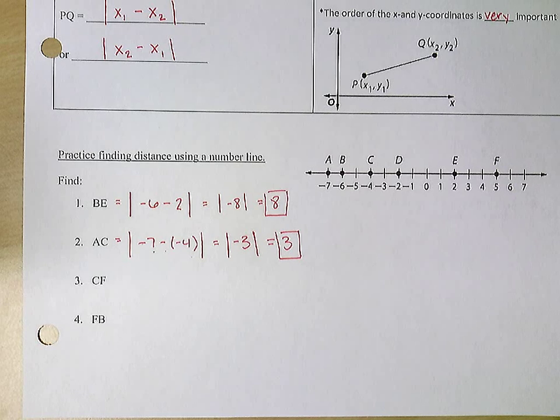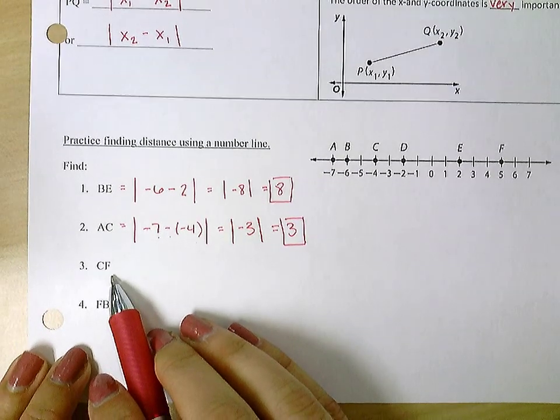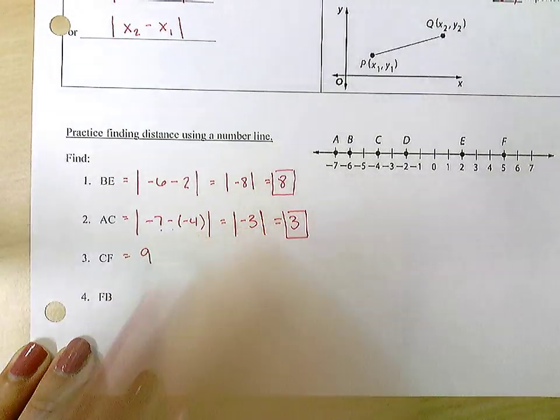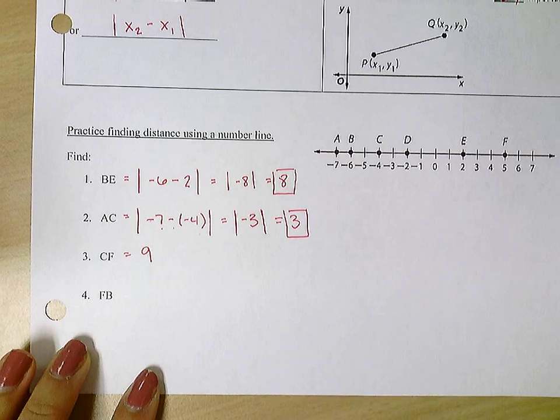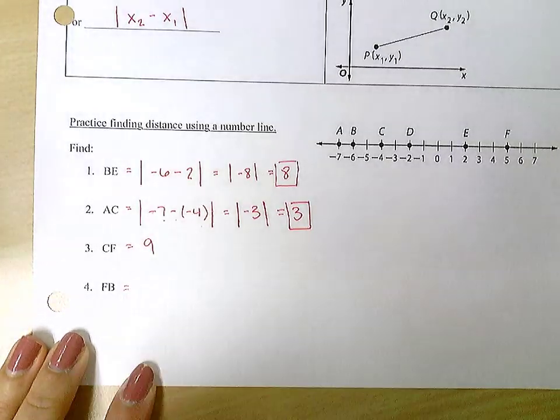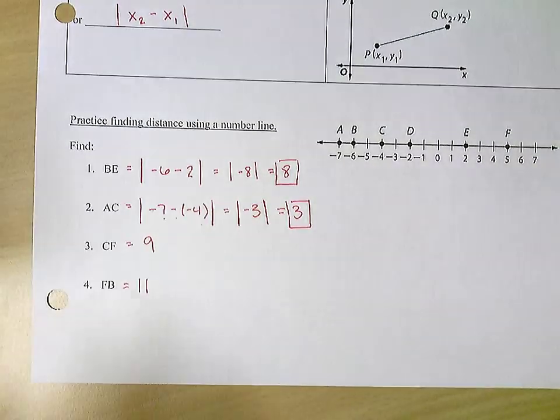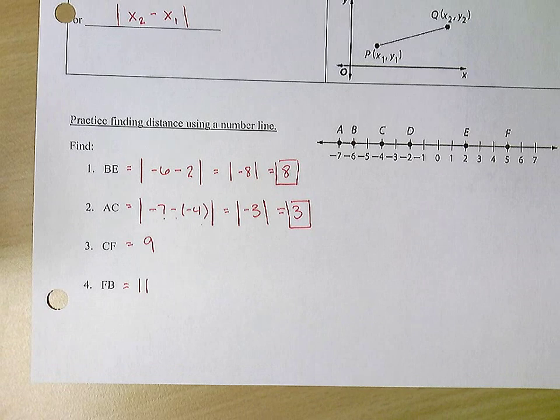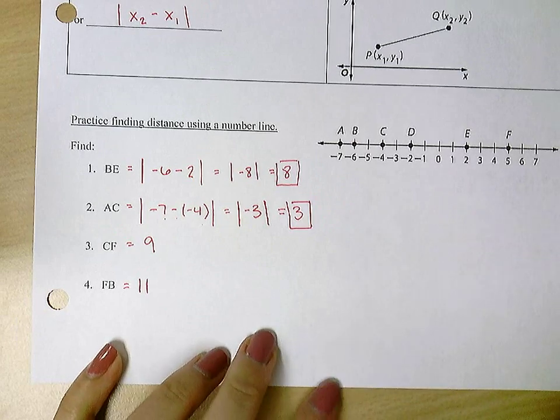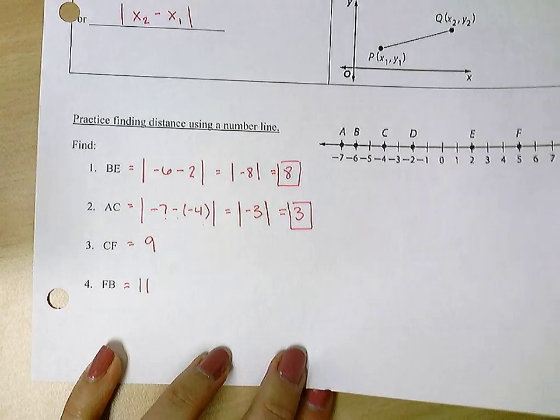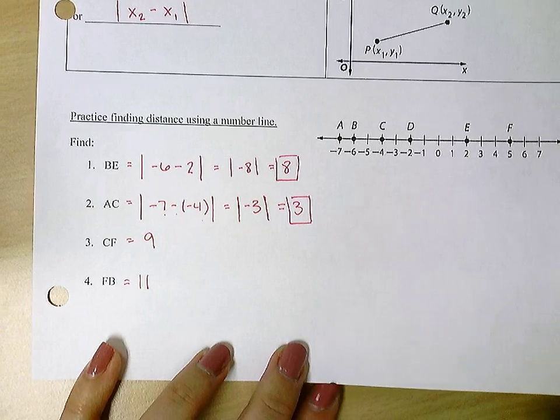All right, so most people are done here. So for the distance of CF, you should get 9. And for FB, you should get 11. Okay, on a number line, if you don't want to use this formula, you can count between points. Okay, that's going to be your distance. Make it a little easier, just counting. Okay, questions on those?